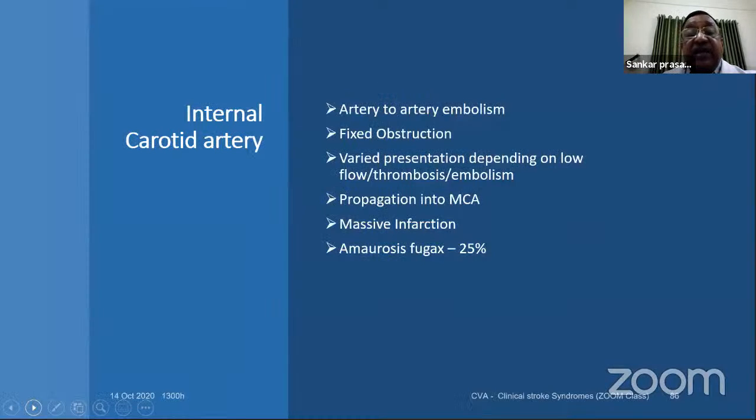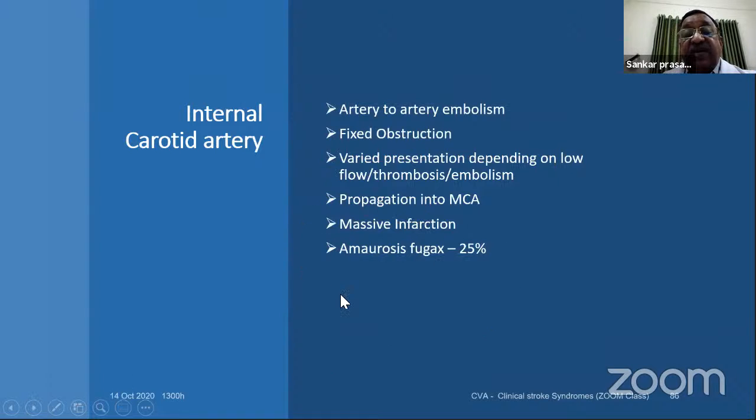The internal carotid artery can be totally occluded, by artery-to-artery embolism, or because of fixed obstruction, which I showed you. There is a varied presentation depending on how the flow, the thrombosis, the embolism happen, and it can propagate into the MCA. This is called distal propagation. It causes a massive infarction.